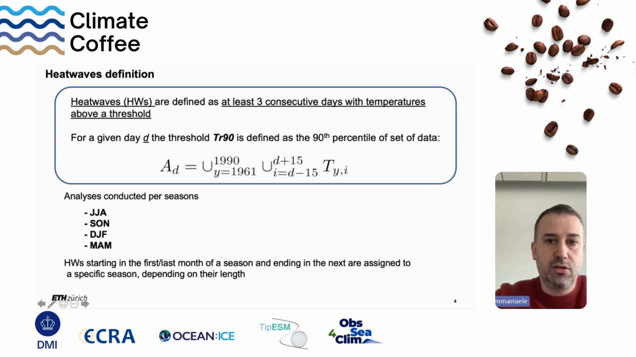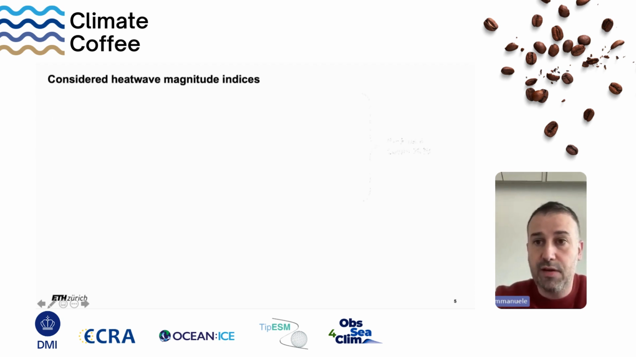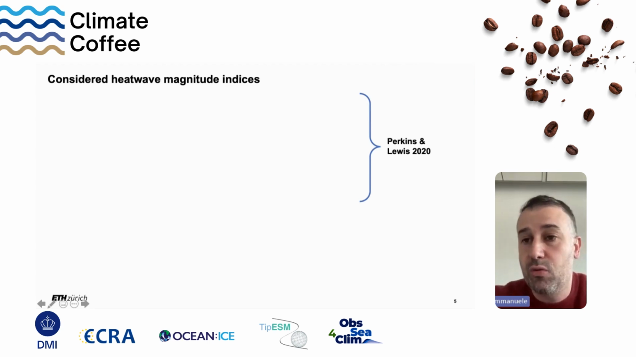But given this introduction on the definition of heat wave, in the paper we start by comparing 4 main indices of heat waves. We take 3 metrics for assessing the intensity or magnitude of heat waves.